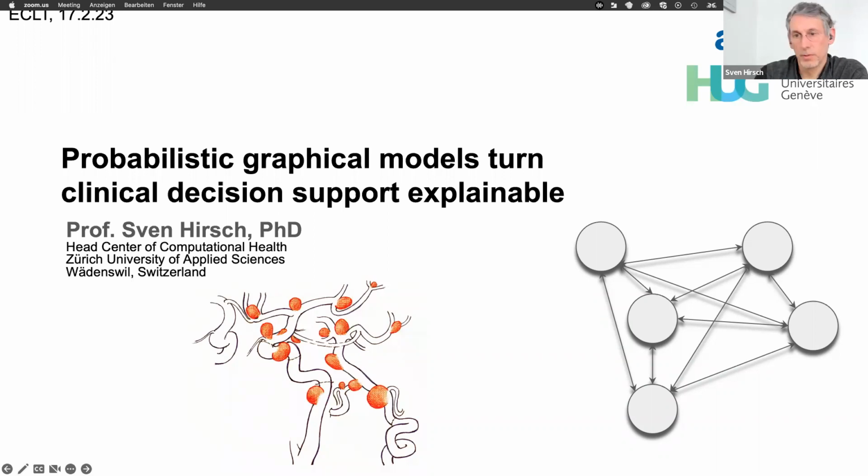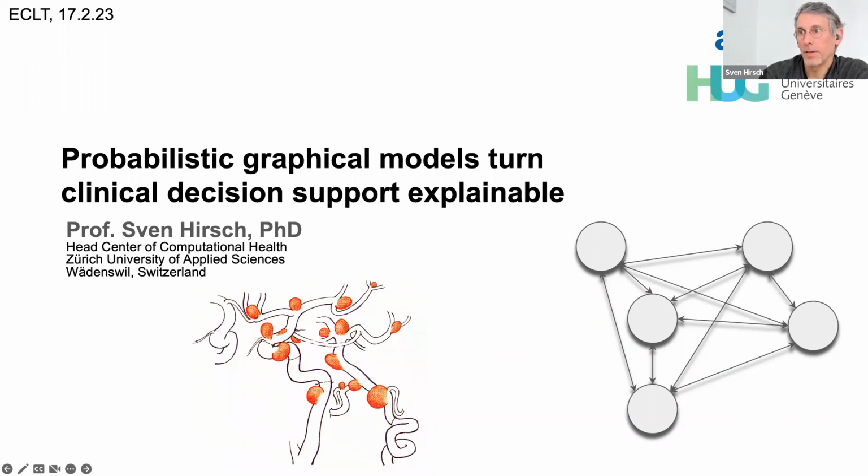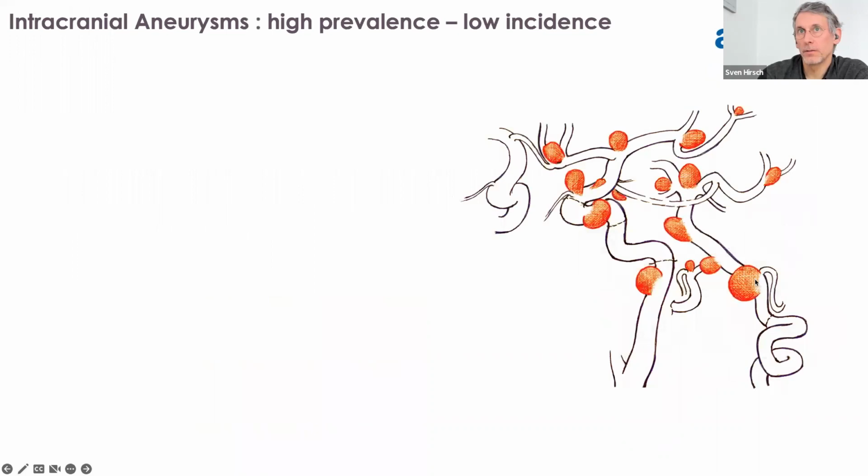Our main collaborator on the clinical side is the HUG, the University Hospital in Geneva. And you will, during the talk, learn especially where we collaborate and why they are so valuable to us. We are working on an indication called intracranial aneurysms, and I will exemplify everything today on intracranial aneurysms.